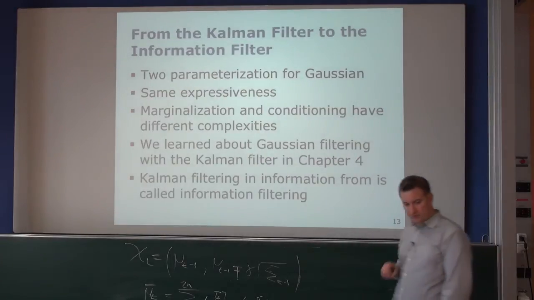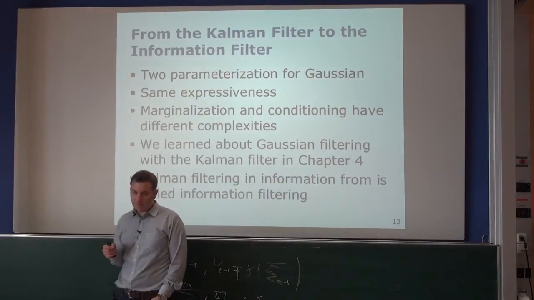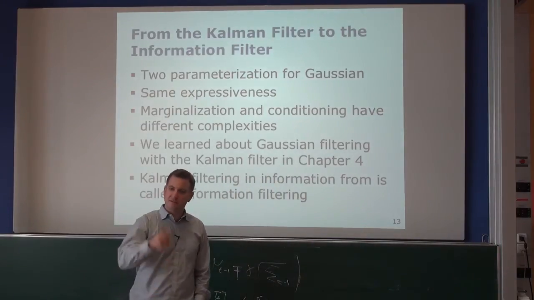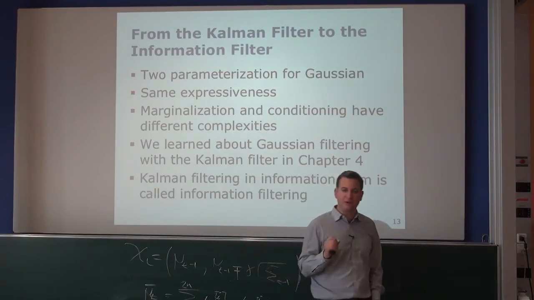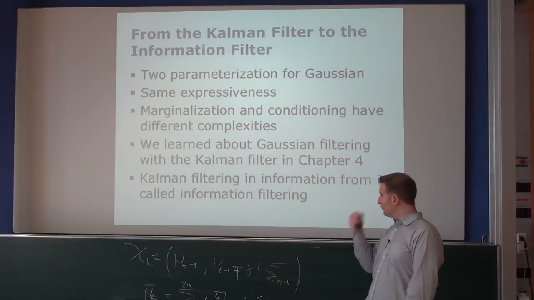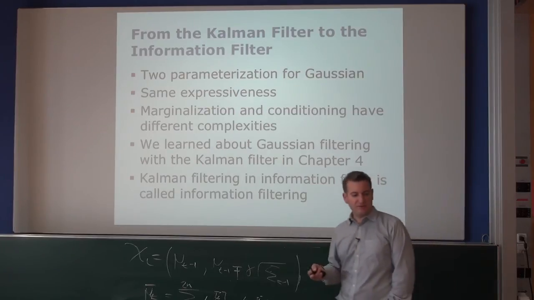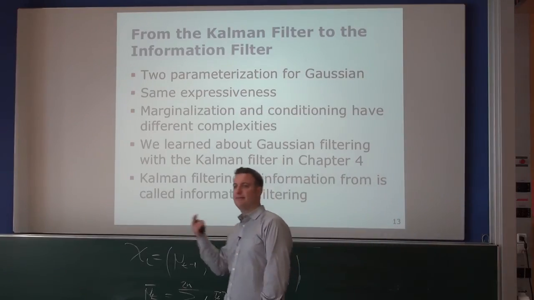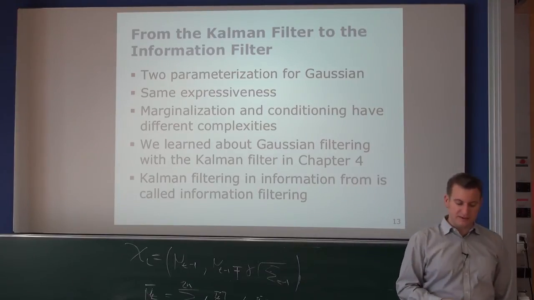Okay, we can now use this, similar as we did it for the unscented Kalman filter, to revisit the Kalman filter algorithm and say, how do we need to change the Kalman filter algorithm to operate in information form? Again, these are just two different parameterizations for a Gaussian. So they have the same expressiveness, but one thing is more expensive in one form and one thing is more expressive in the other form.